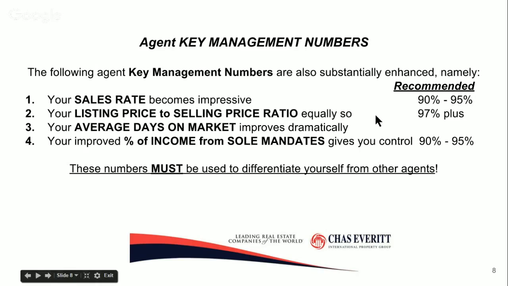That is the percentage of the asking price which you achieve. And there your figure can go to 97% plus. Your average days on market improves dramatically since your properties sell in a shorter space of time. And your improved percentage of income from sole mandates gives you control. You can achieve 90 to 95% of your income coming from sole mandates, which means you're in control of your business and you're not gambling with your future on open mandates.